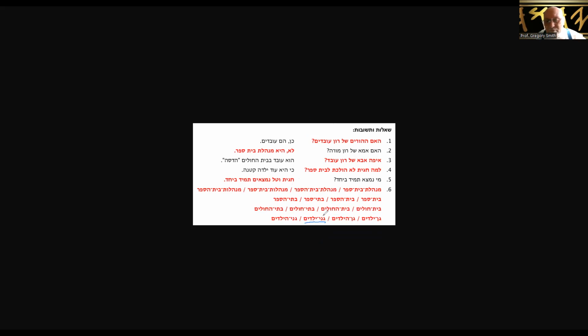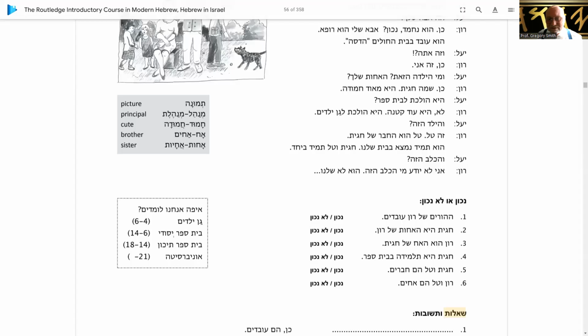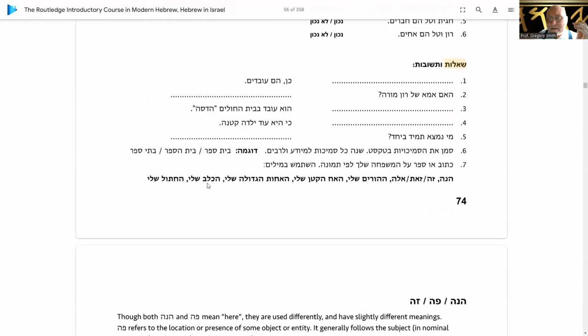Okay, gani yeldim. Okay, so now we have kindergartens, and how about gani ha-yelidim? The kindergartens now. Okay, so that's what they were looking for. I was having a little bit of difficulty trying to figure out what in the world they are trying to accomplish here, but that's all in this right here.